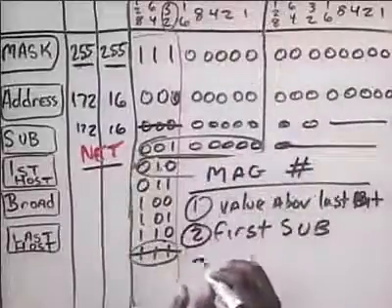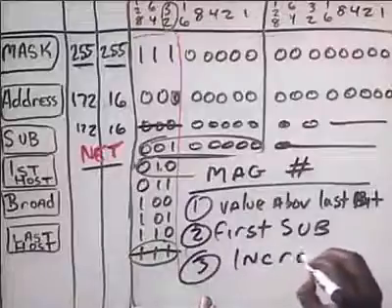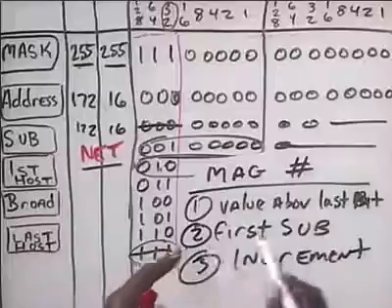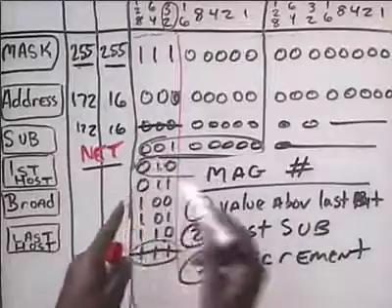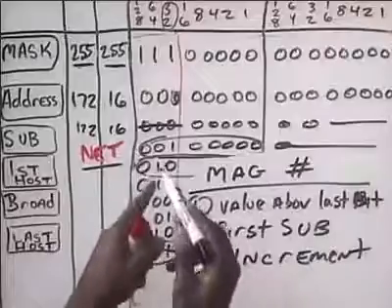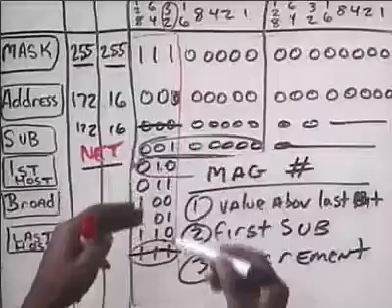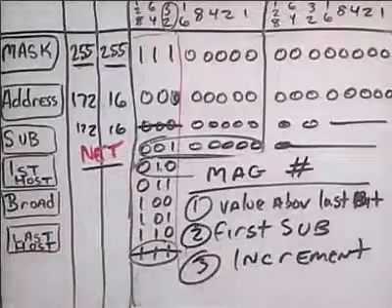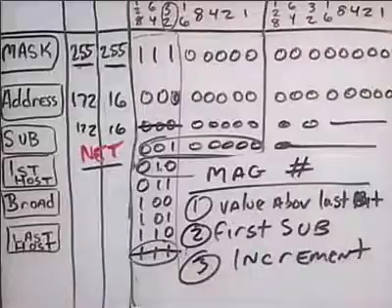The third thing that the magic number is, is the increment. So we'll take the first subnet, 32, plus 32, and we get the second subnet, which is 64. Add 32 to that, and we get 96. And that is the number by which all of the subnet addresses will increment. So the magic number is three things: the value above the last bit, the first subnet, and the increment.